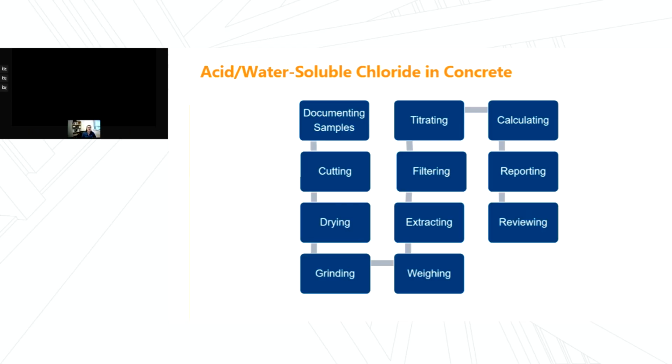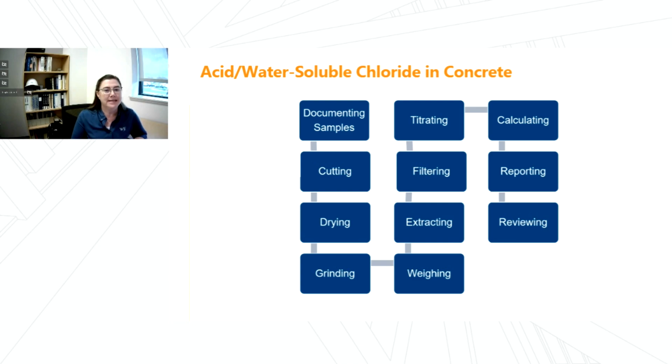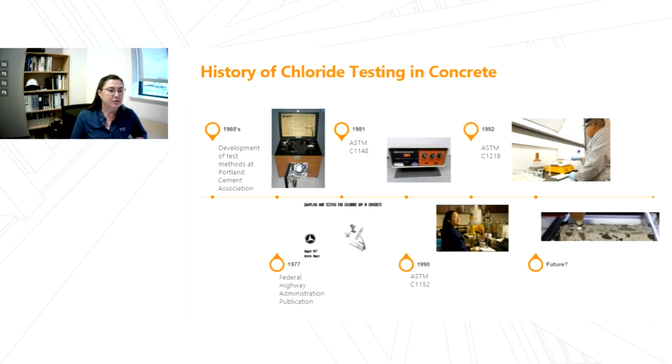So when it comes to testing for chloride in the laboratory, chloride testing is a pretty simple and basic test compared to a lot of the things we do, but there are still a lot of steps and a lot of things that we have to think through. We put together here a little bit of a history or timeline of chloride testing in concrete, and you'll see back in the 60s, the Portland Cement Association started developing some test methods. And then in the 70s, the Federal Highway Administration joined in. And then we had ASTM methods come along. And today we have quite a few methods. And as we move into the future, we are quite certain that there are going to be a few more.